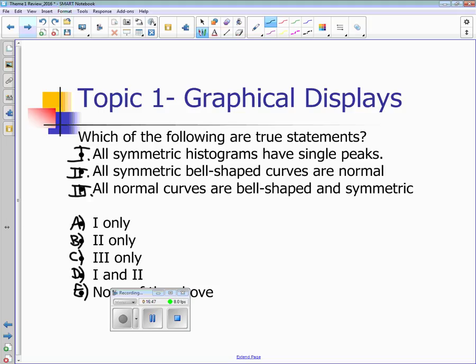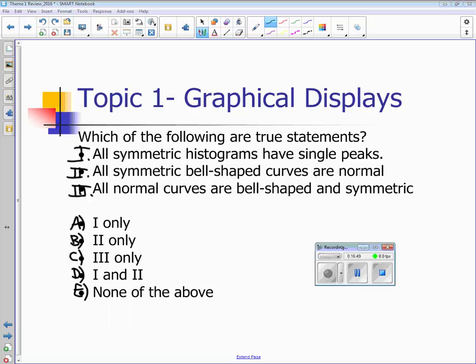All right. Let's look at this question. Now, none of the above scares me for some reason, because I always think I want to pick it, because why would they have it on there if it wasn't there? That's not always true. So don't be swayed by none of the above. Sometimes you use it, sometimes you don't. But it doesn't mean you should pick it because it's there.